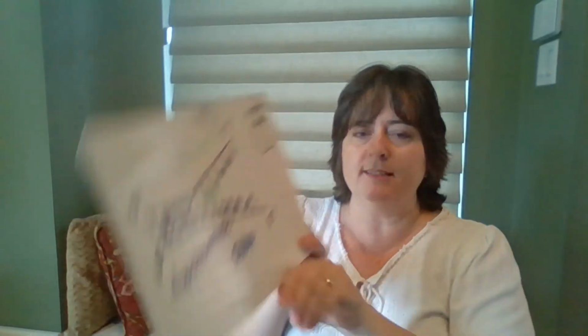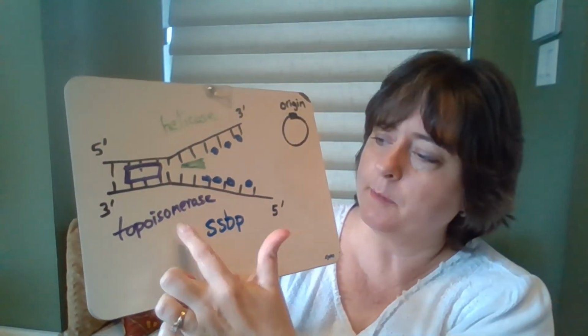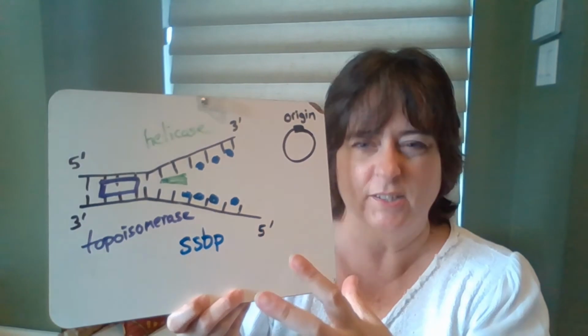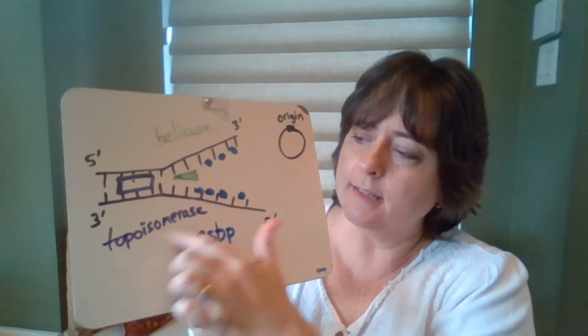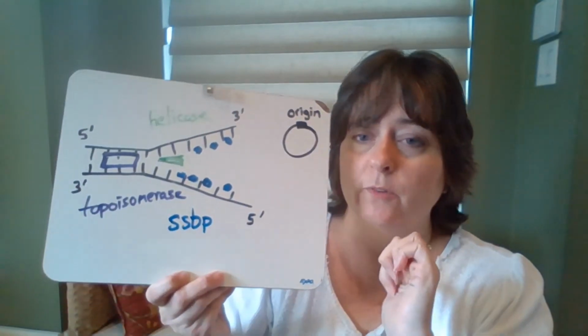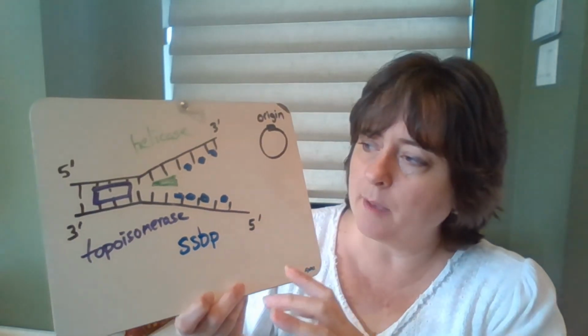An isomerase is a type of enzyme that just rearranges stuff. It doesn't add anything or take anything away, it just rearranges itself. And this is called topoisomerase for that. So that's what's happening here.